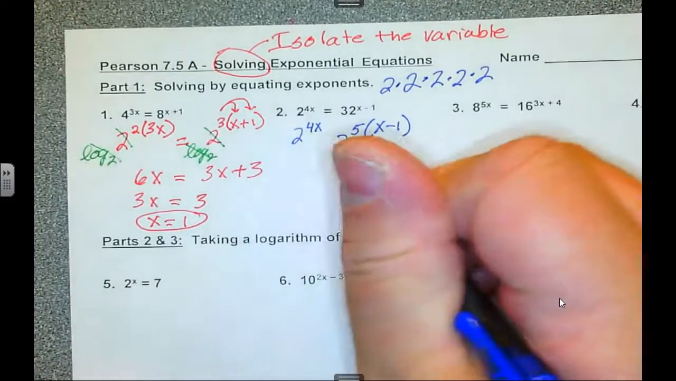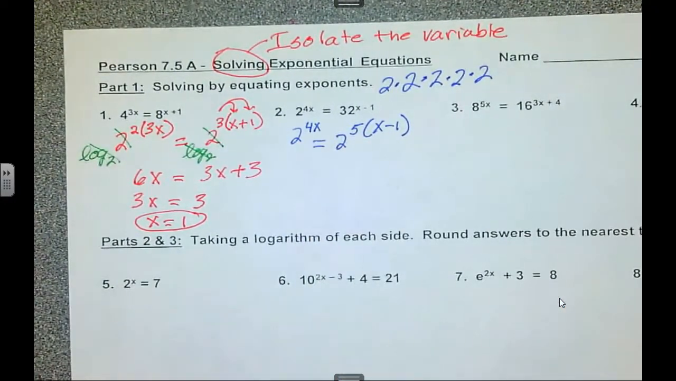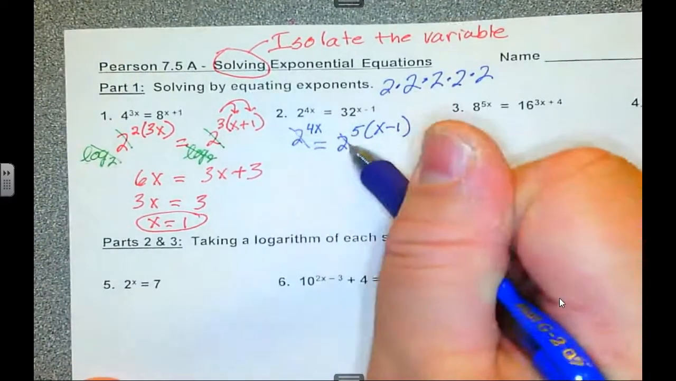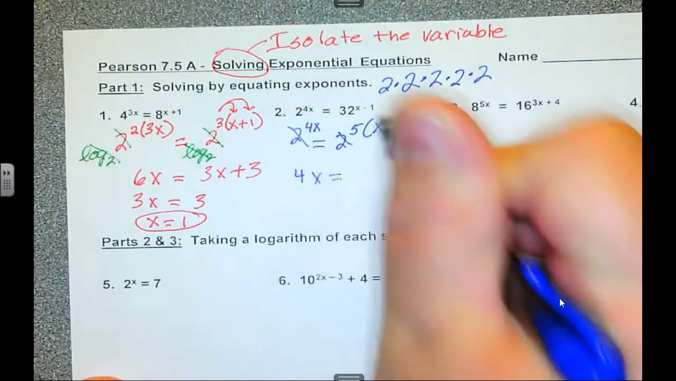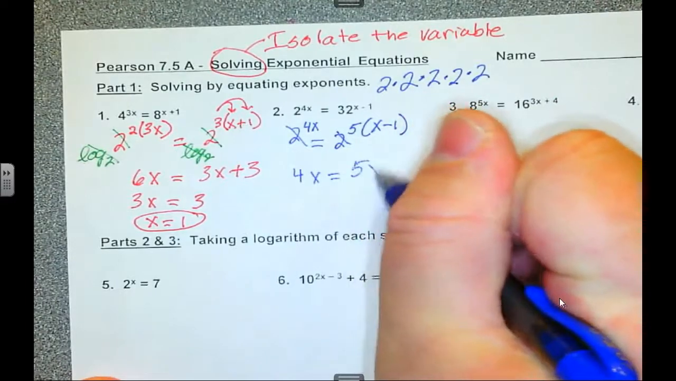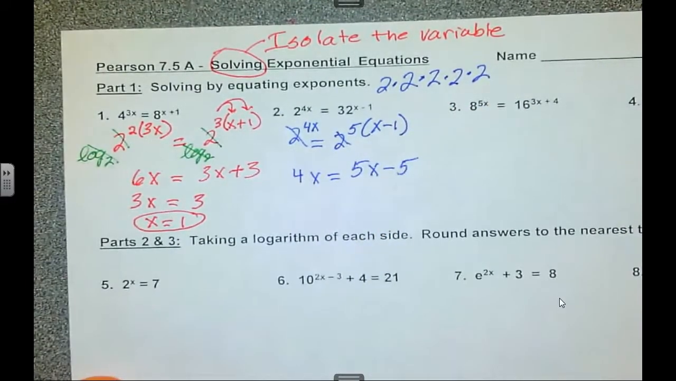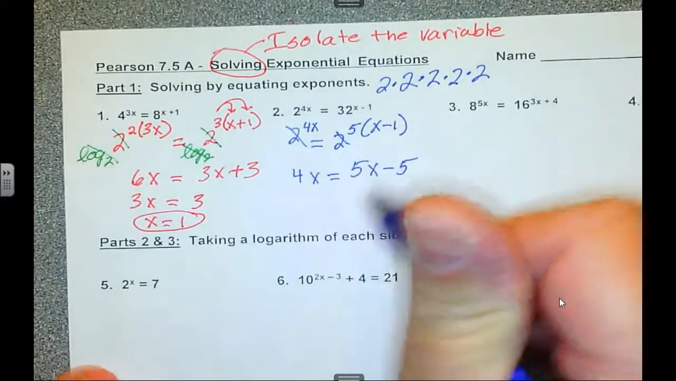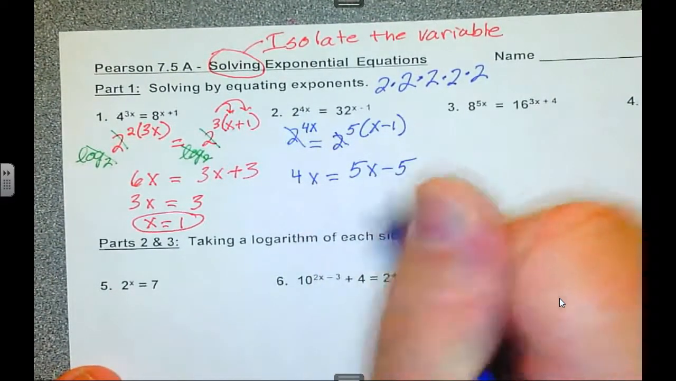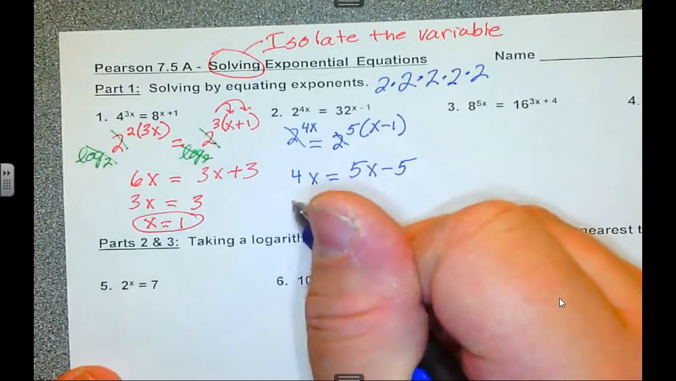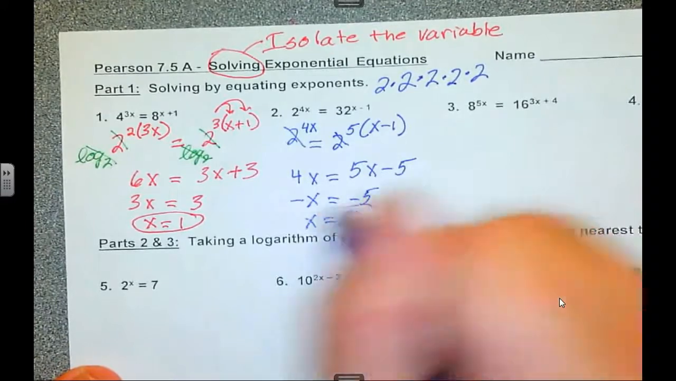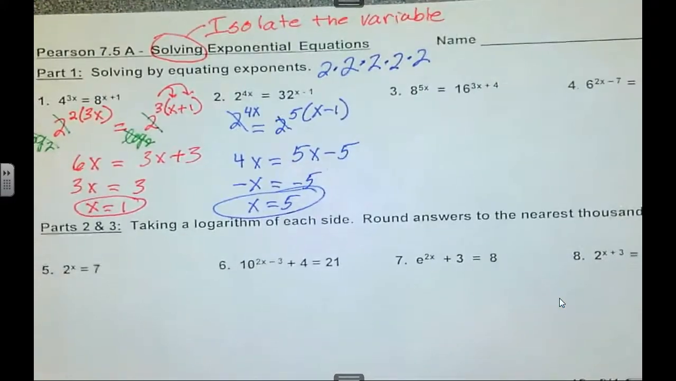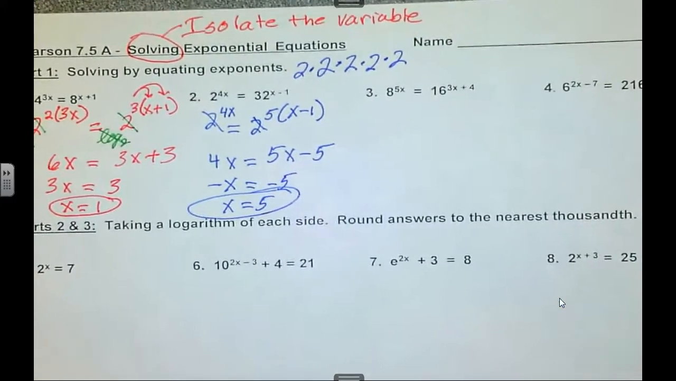Okay, and then you don't really have to write log base 2 down because you know that these are going to cancel. So I got 4x equals, distribute the 5, 5x minus 5. You could either minus 4x add 5 or minus 5x. You get negative x equals negative 5, so x equals 5. Easy stuff, right? Couldn't be easier.